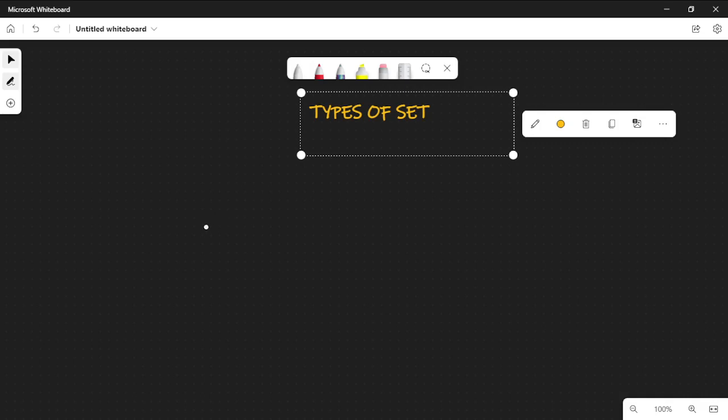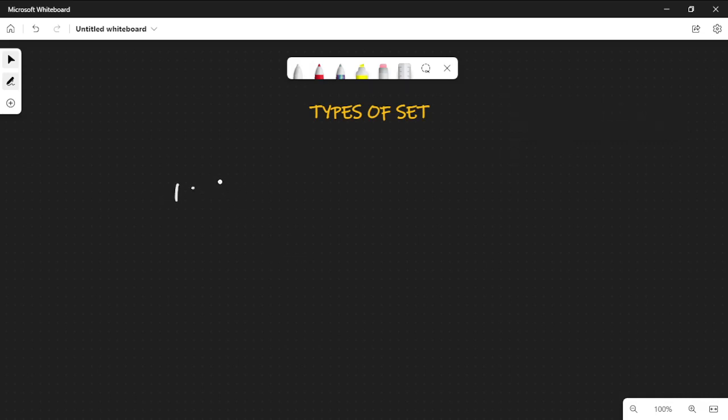So what was the next thing we want to do now? We want to look at the types of set. We have different types of set, and I must tell you, we have approximately 5 types of set, and I'm going to be explaining them to you now. So the very first one is empty set.